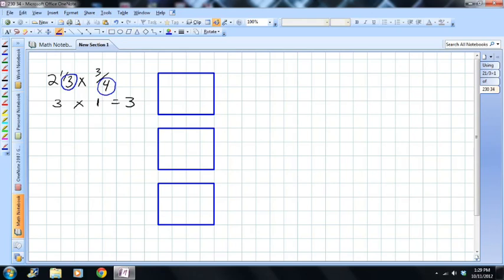Now, let's look at our 2 1/3. Since this denominator is a 3, we know we're separating each of these rectangles into 3 equal units all the way down.